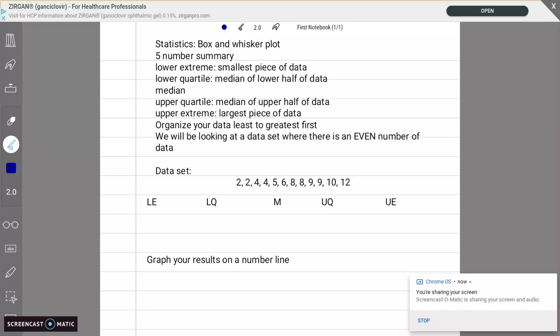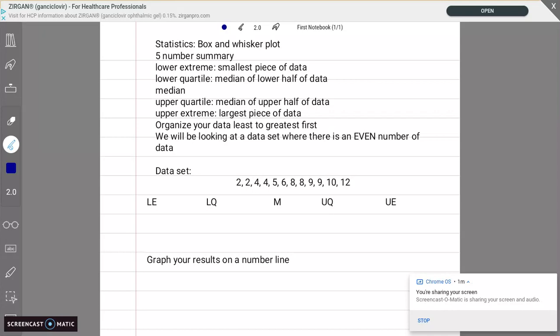So I'll go over this one more time. In order to make a box and whisker plot, you need to have a 5-number summary. That 5-number summary is going to consist of your lower and upper extremes, which is just going to be your smallest and your largest piece of data. That is where you normally start when you're creating a box and whisker plot, since it is the easiest to obtain. You have to find the median of your data, the middle, and then the upper and lower quartiles. So that's going to be the median of the lower and the upper half of the data.